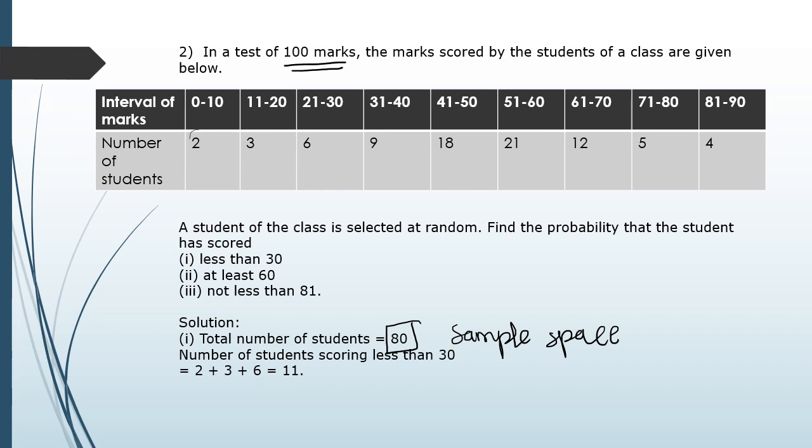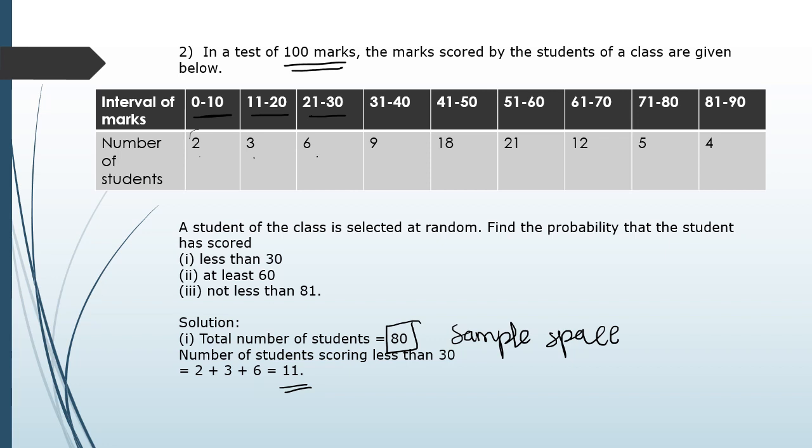For less than 30, which means those students have marks less than 30. It could start from 0 to 30. So if you look here, the interval of marks, first we have 0 to 10. So this we can consider for less than 30. Similarly, 11 to 20 and 21 to 30. They have asked about less than 30. Alright, so how many number of students do we have? 2, 3 and 6. So that is 2 plus 3 plus 6, which is equal to 11. There are total 11 students who have scored less than 30 marks.